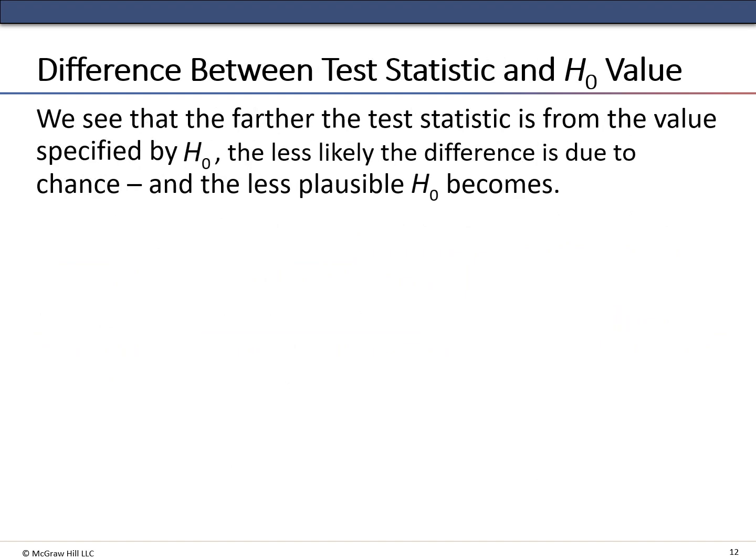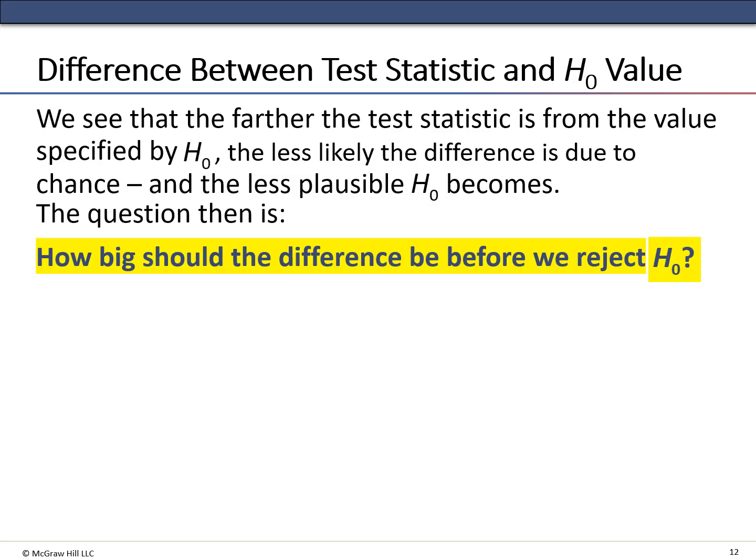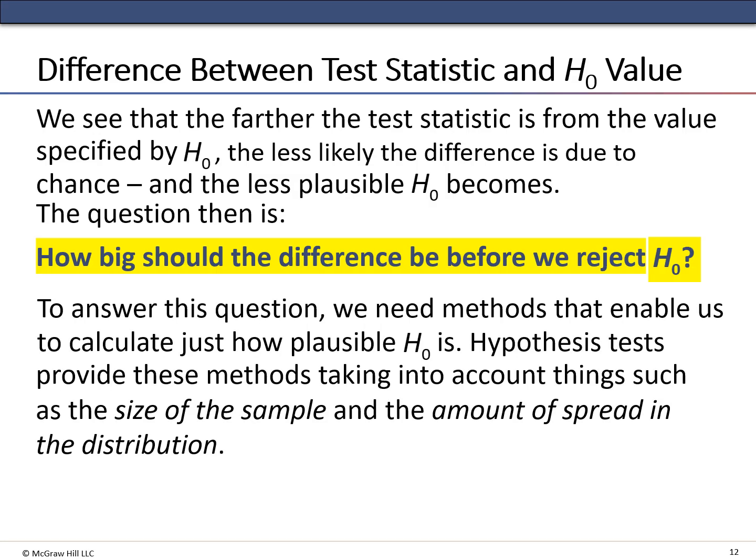We see that the farther the test statistic is from the value specified by the null hypothesis, H sub naught, the less likely the difference is due to chance, and the less plausible the null hypothesis becomes. The question then is, how big should the difference be before we reject the null hypothesis? To answer this, we need methods that enable us to calculate how plausible the null hypothesis is. Hypothesis tests provide these methods, taking into account such things as the size of the sample and the amount of spread in the distribution.